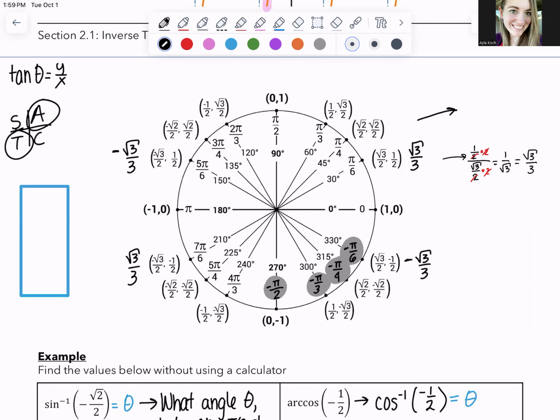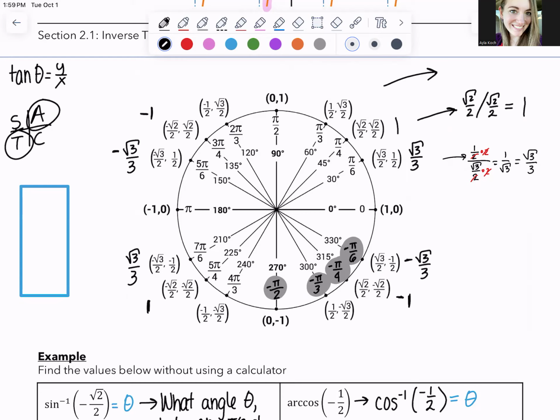The pi over 4 angles are easy. Square root 2 over 2 divided by square root 2 over 2. You're dividing something by itself. It's just 1. So negative 1 for quadrant 2, positive 1 for quadrant 3, negative 1 for quadrant 4.